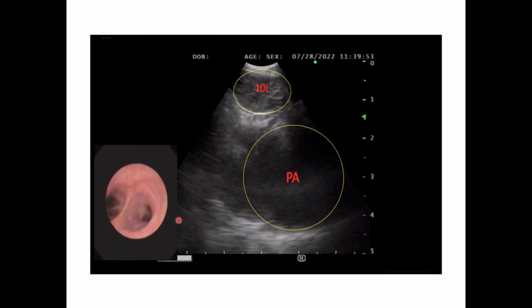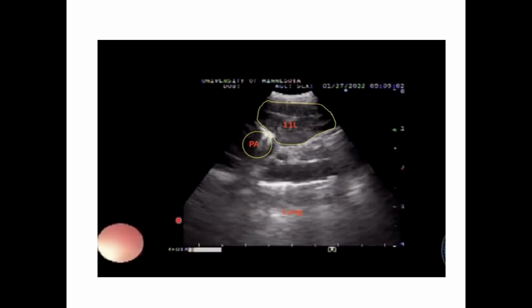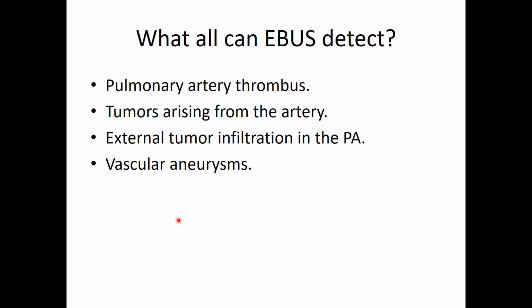When we talk about the pulmonary vasculature, one is the main pulmonary vasculature and the other is the segmental and subsegmental. EBUS is predominantly for the main pulmonary vasculature, to diagnose pulmonary diseases. So, what are the pathologies which can be detected by EBUS? Number 1 is a thrombus in the pulmonary artery, second, tumors arising from the artery, third, an external tumor infiltrating into the pulmonary artery, and fourth, vascular aneurysm.